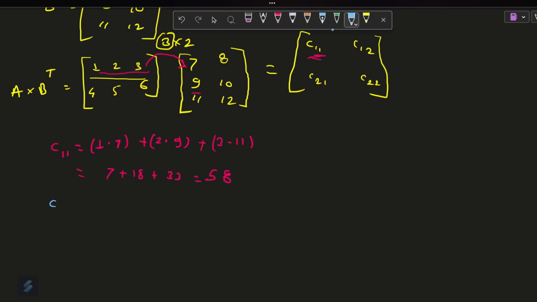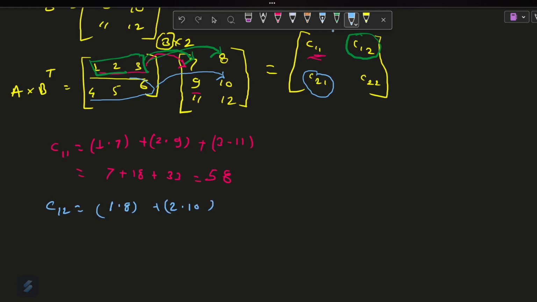Similarly, we go with C12. C12 is 1 multiplied by 8 plus 2 multiplied by 10 plus 3 multiplied by 12, and finally we get 8 plus 20 plus 36, which is 64.